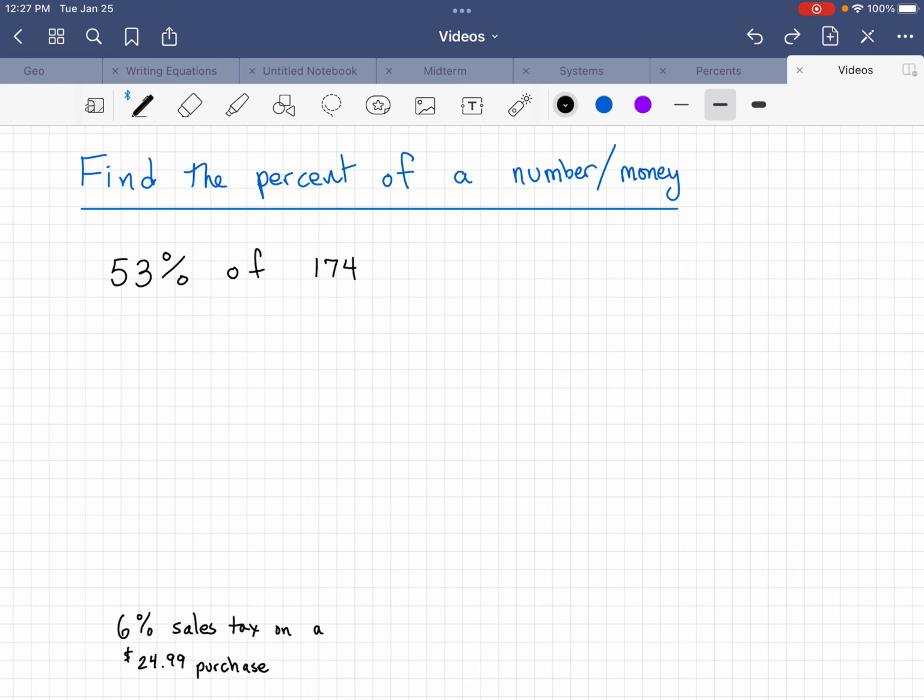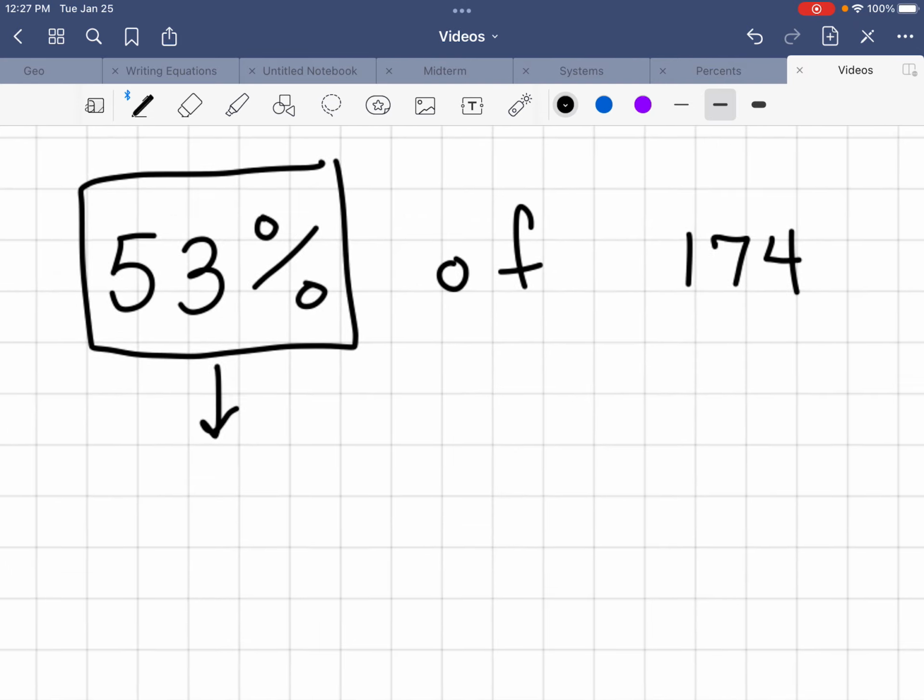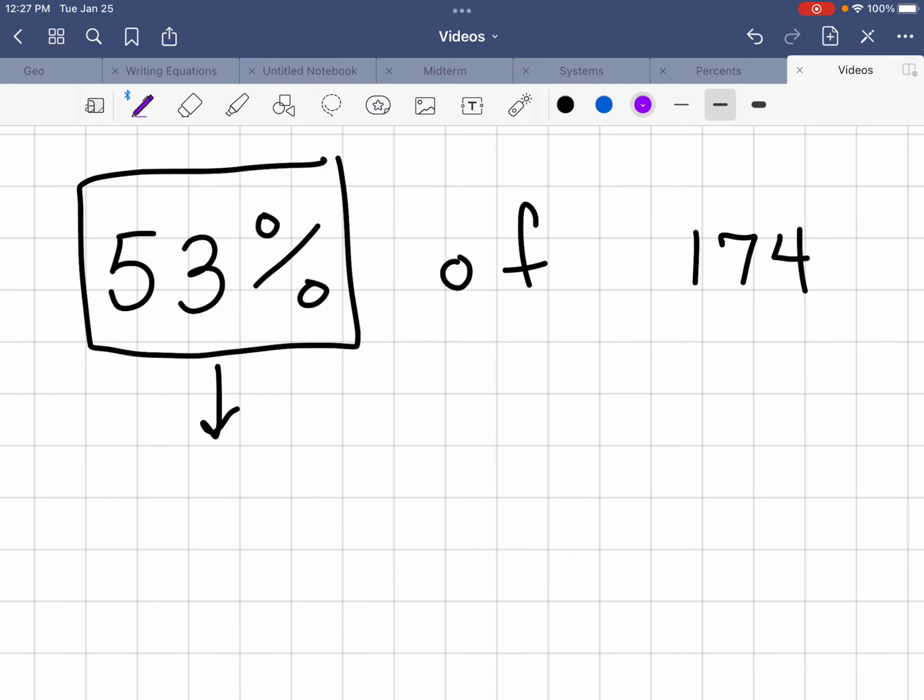This is a video on how to find the percent of a number. You can also do an example of finding the percent of a purchase given a dollar amount and a percentage. The first thing you need to do is take a look at your percent and change it to the decimal version. So here we have 53%. And the decimal, which is not shown, is right beyond the 3. We move the decimal 2 places, and the decimal equivalent of 53% is 0.53.